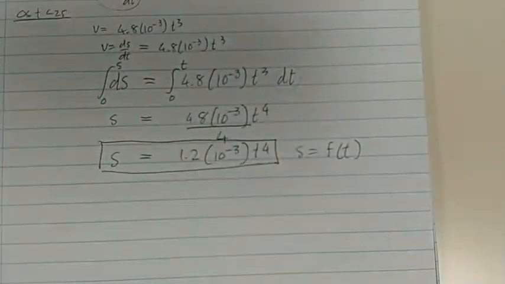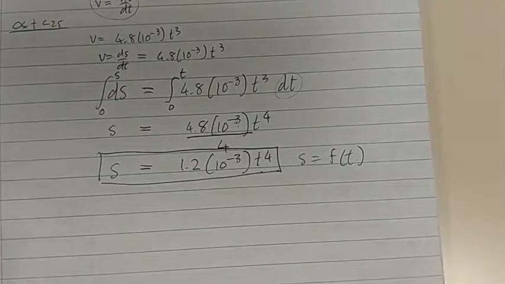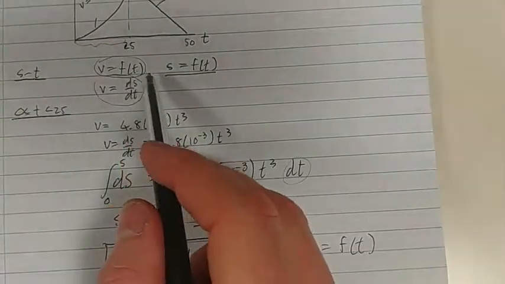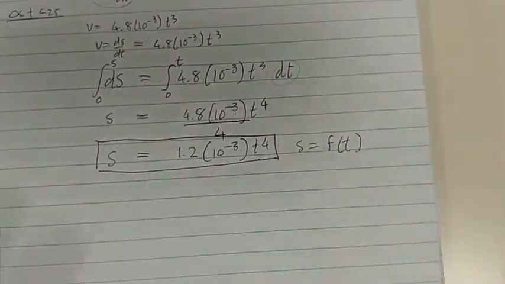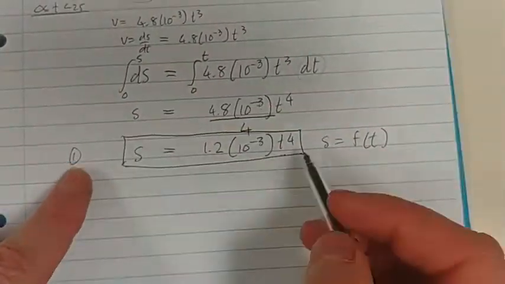Oops, sorry. I need to check the screen. Okay, so now we've got our s as a function of time. We had v as a function of time. We now have our s as a function of time. Very good. So this is always my first step, is get the function.